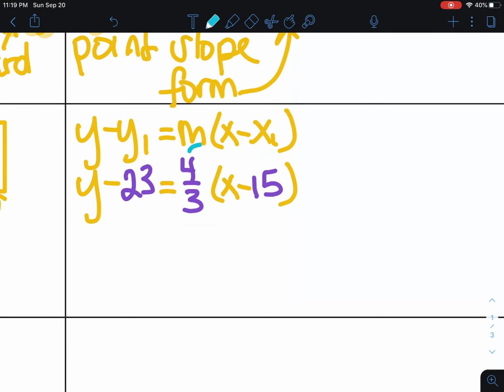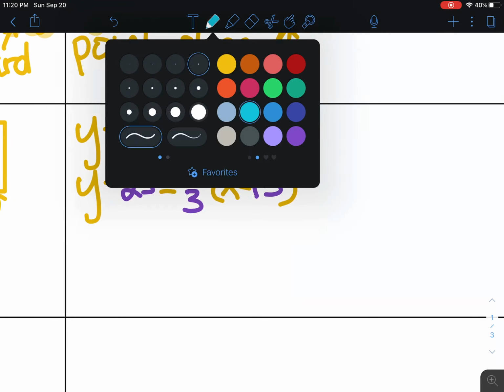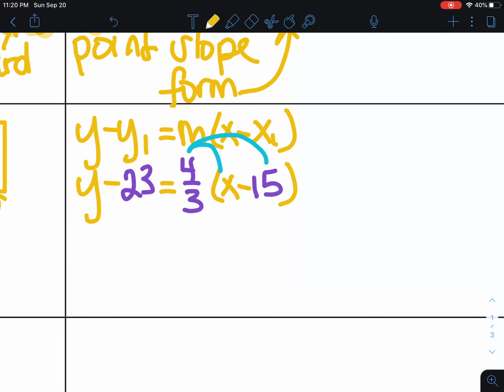So first thing that I see is that I need to distribute this 4/3. So I'm gonna go ahead and take care of that first. So y minus 23 stays the same. 4/3 times x is 4/3 x. 4/3 times 15 is 20. So that's going to be minus 20.